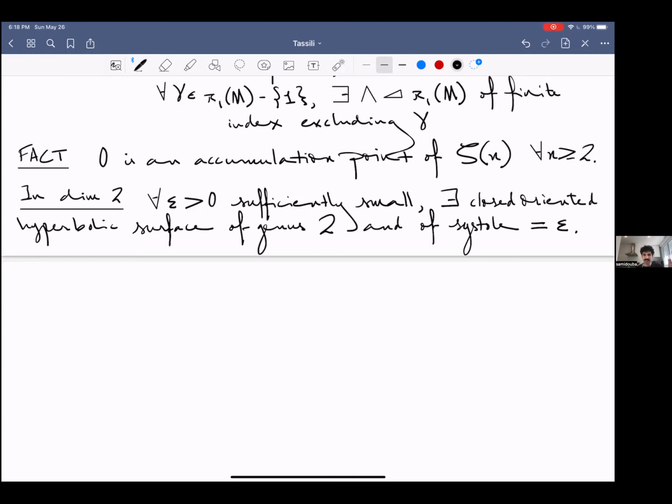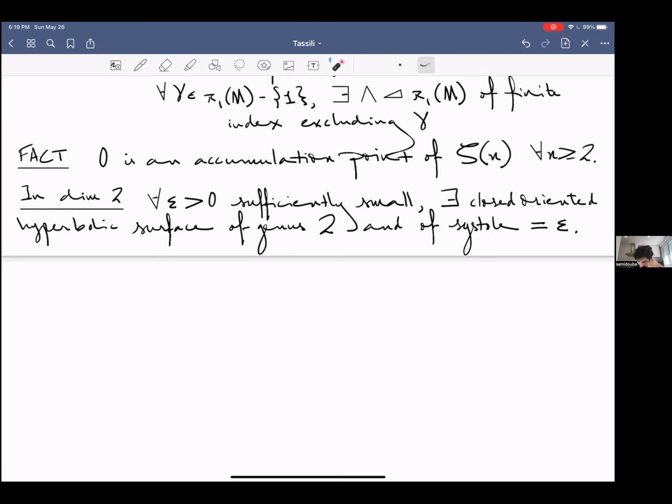We can't hope for anything this good in dimensions higher than 2 by Mostow rigidity. Mostow rigidity tells you that two closed hyperbolic manifolds of dimension at least 3 that have isomorphic fundamental groups are in fact isometric. And the fundamental group is a finitely presented group, so there are countably many finitely presented groups up to isomorphism. And so there are only countably many systoles of hyperbolic manifolds in dimension at least 3. But in dimension 2, we have this fact.